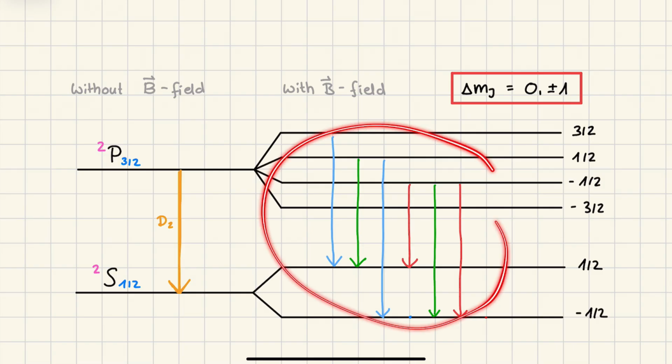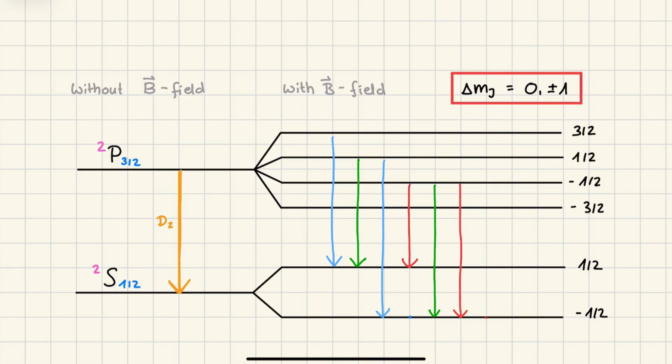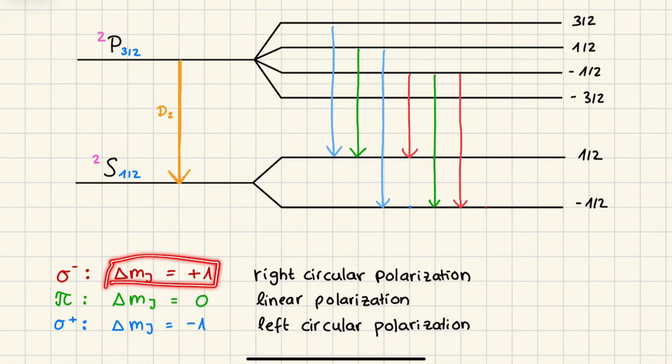I also color-coded these transitions because depending on the change in Mj, we can learn about the polarization of the emitted light. If we have delta Mj equals plus 1, we have right circular polarized light. If Mj does not change, we have linear polarization. And if Mj changes by minus 1, we have left circular polarization.